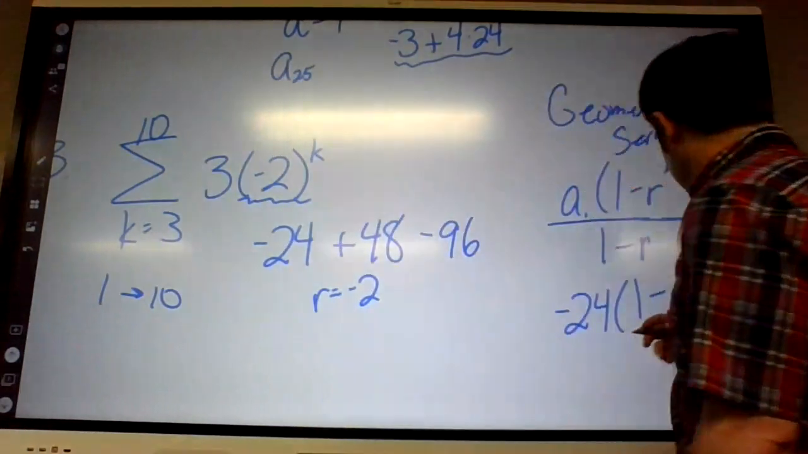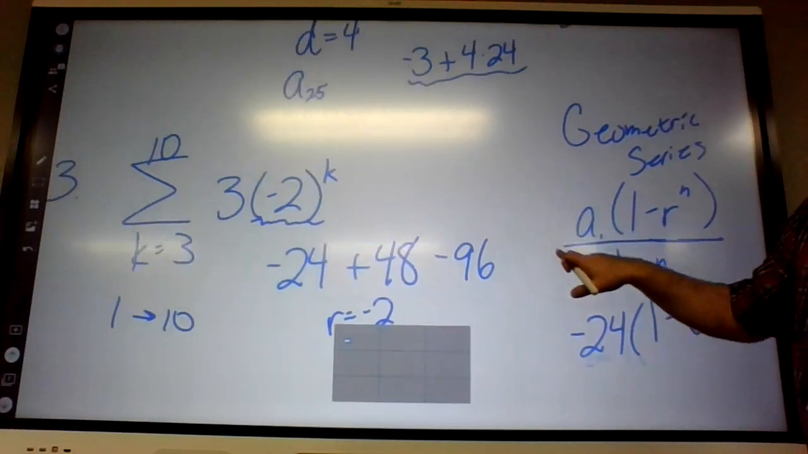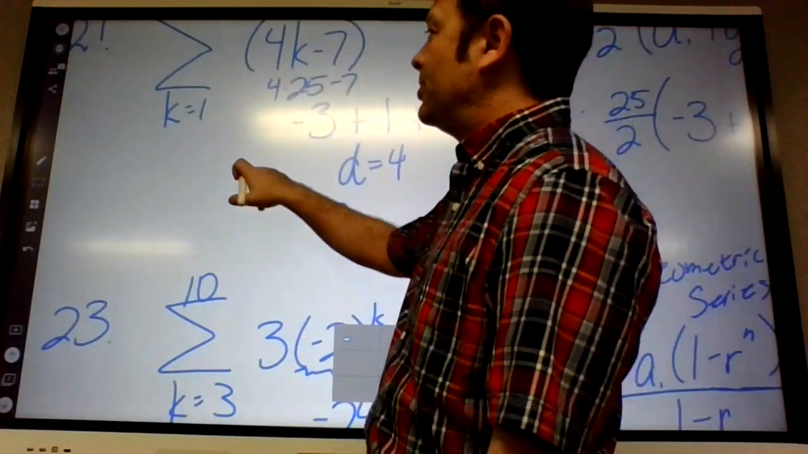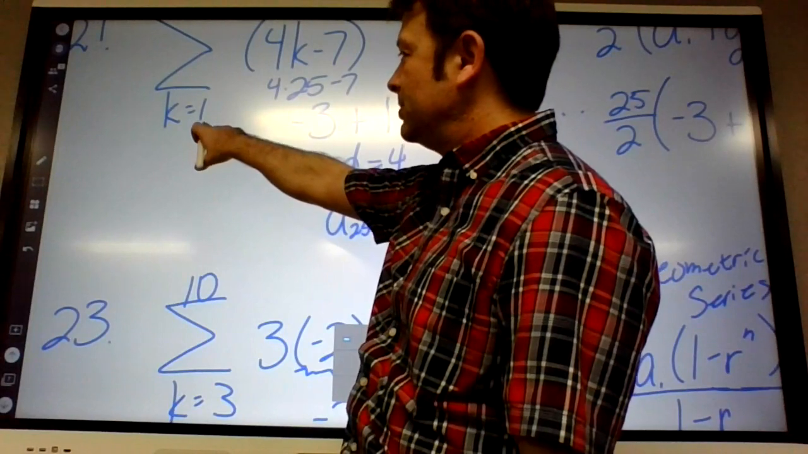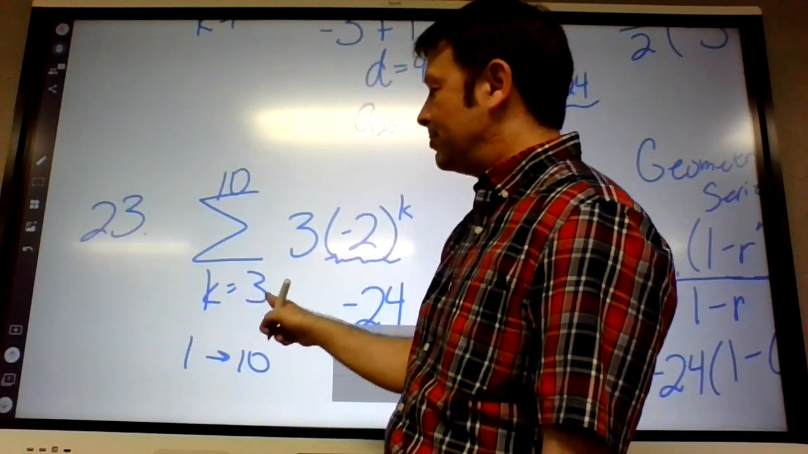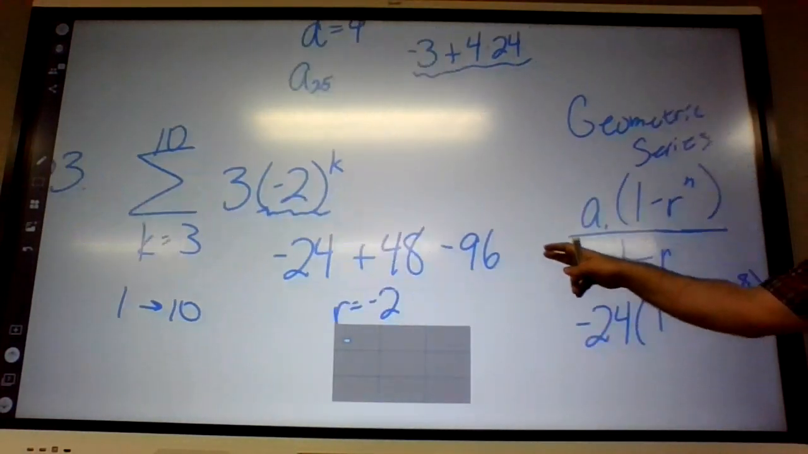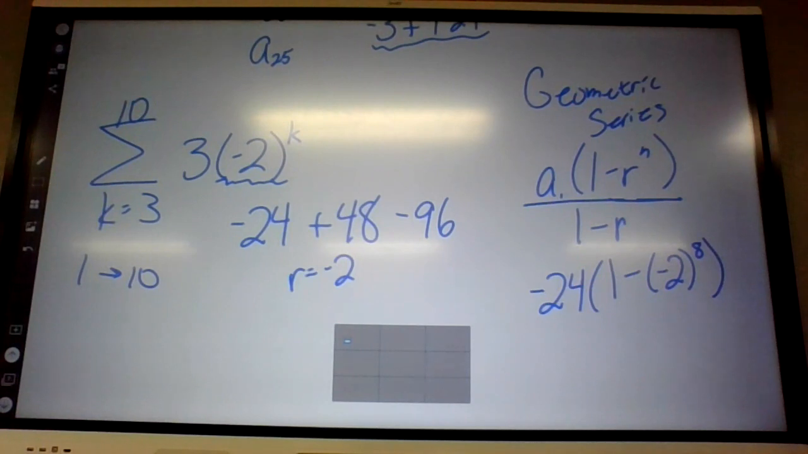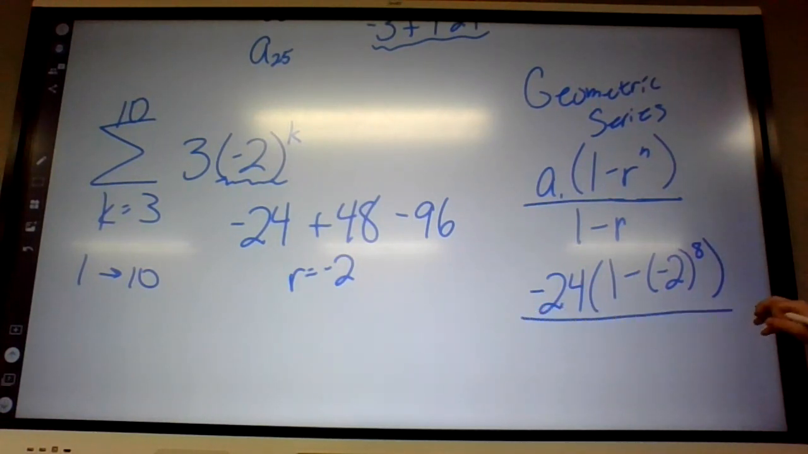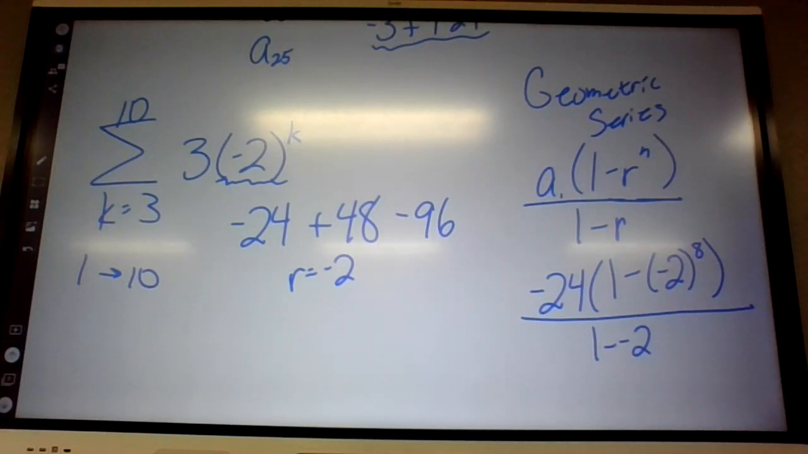So n is 8. I'm not going to put that trick on the test, but like number 21 will be on there. So they're not too far off. This one is just a little bit trickier because it starts on 3. Okay, and then right here, it's 1 minus negative 2.